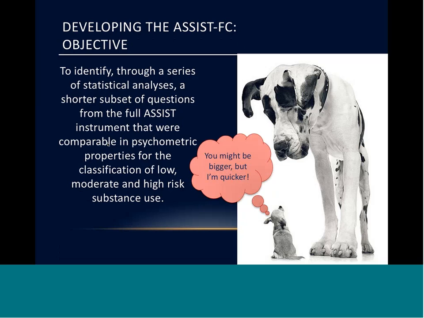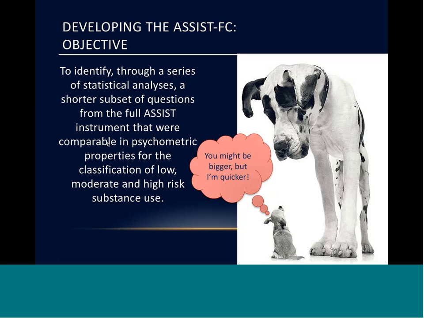So the purpose of the ASSIST-FC development was therefore to identify, through a series of statistical analyses, a shorter subset of questions from the full ASSIST instrument that were comparable in psychometric properties for the classification of low, moderate, and high-risk substance use.